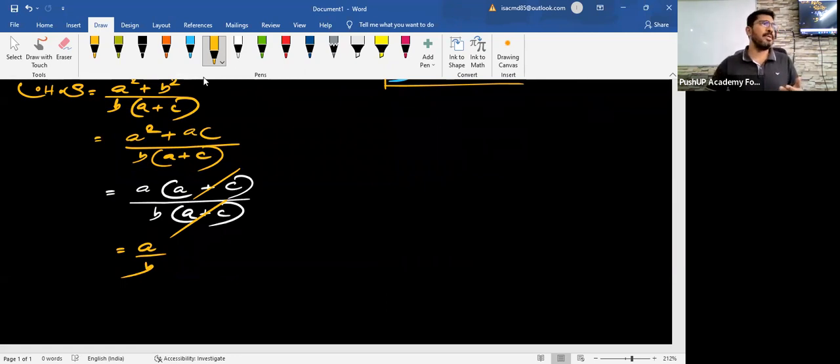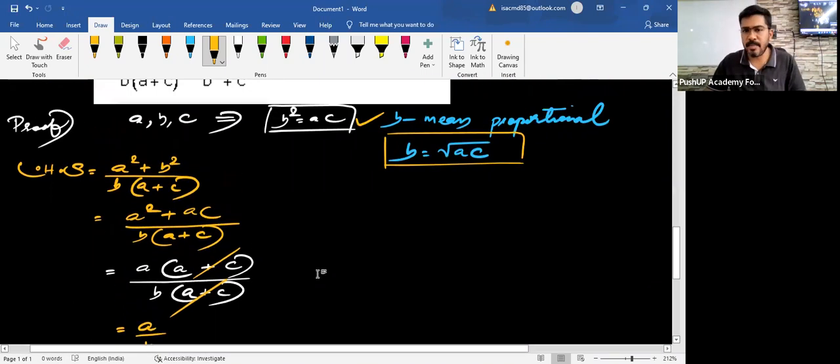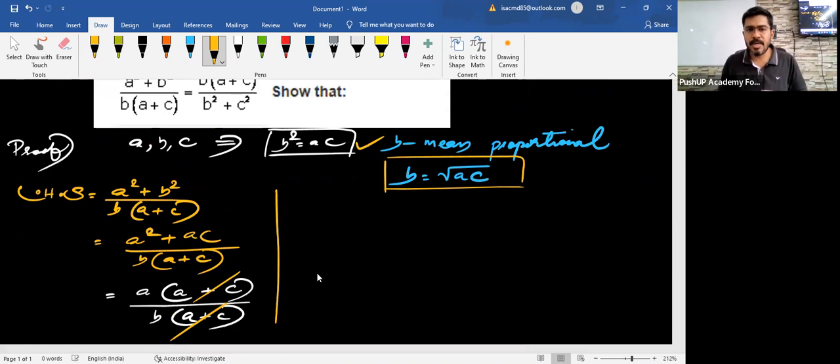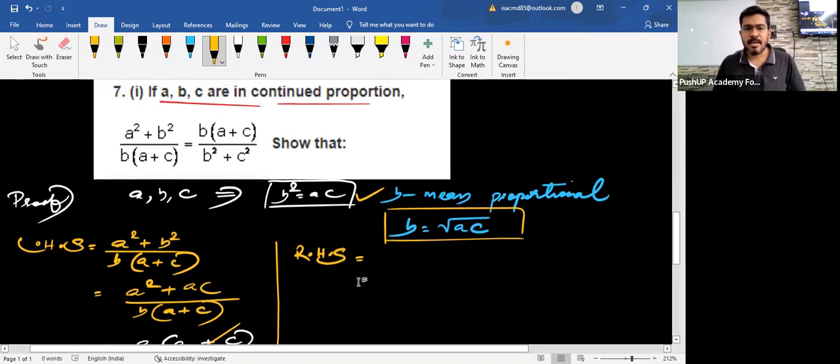So if you ask me, have I converted the LHS into the RHS? No, I haven't done that. But that is absolutely fine, isn't it? What you did is you took the left hand side and you simplified it. So you got A upon B. Now what you will do, you will take the RHS and check whether after simplifying the RHS, I'll be getting the same result or not. That is A by B. Let's check.